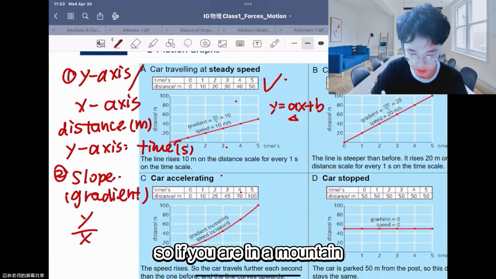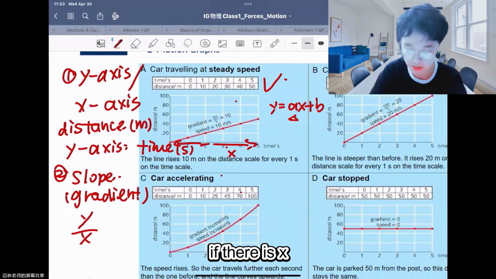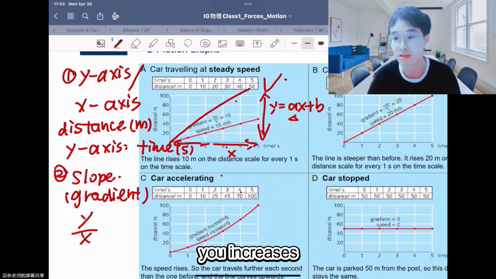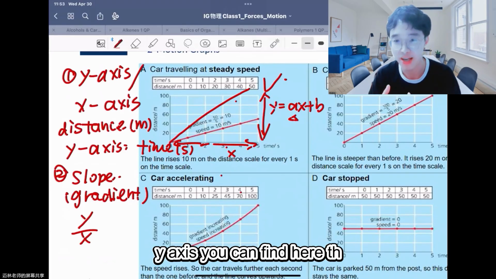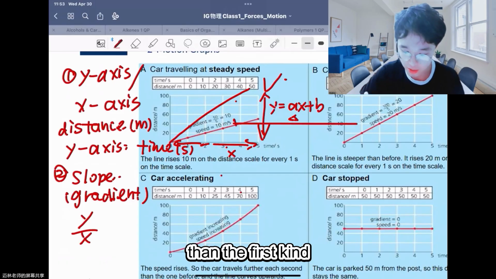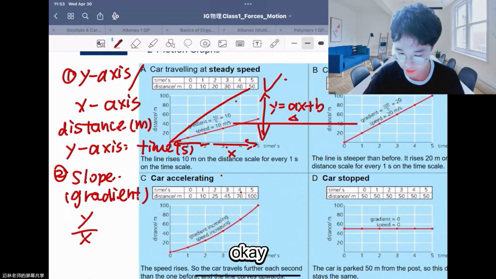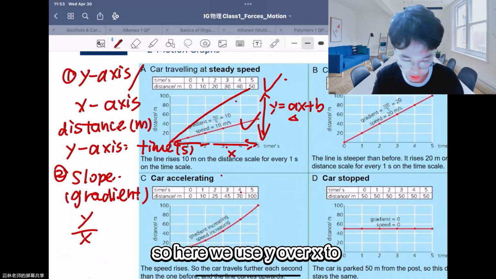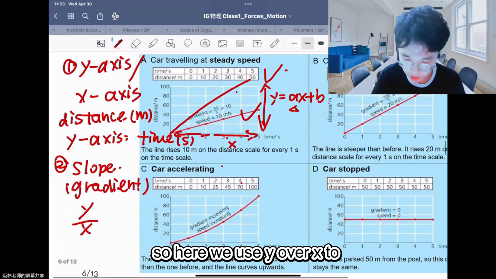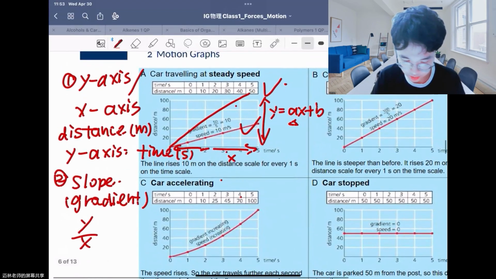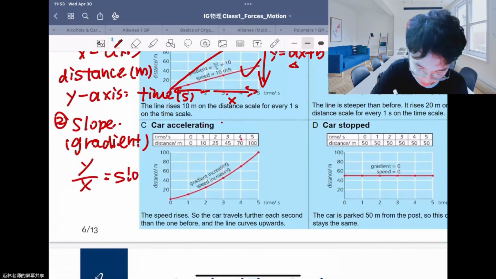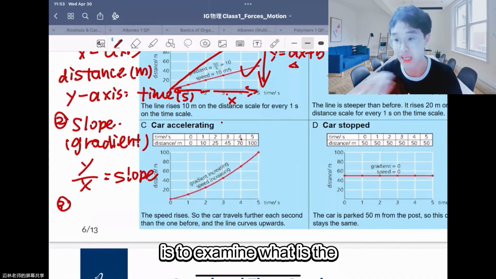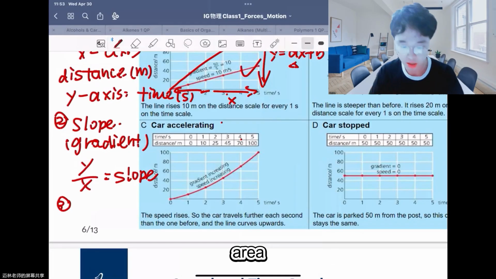Imagine you're on a mountain. If you increase the y-axis, you can find the slope is bigger than the first kind. So here we use y over x to describe the slope. And the third process is to examine the area of the total diagram.